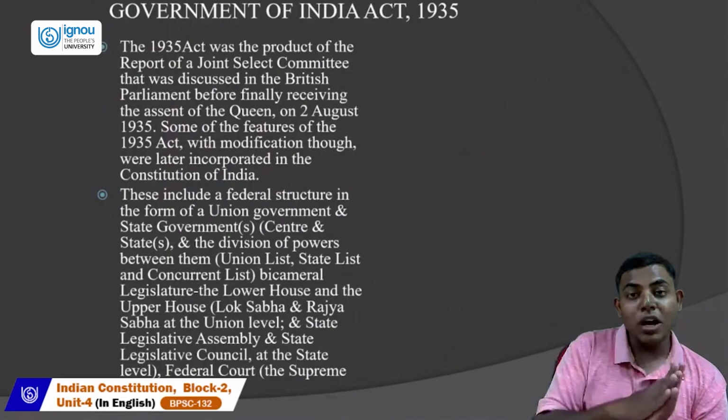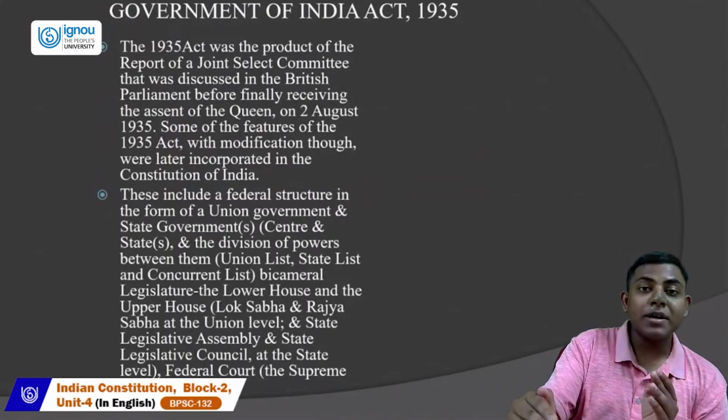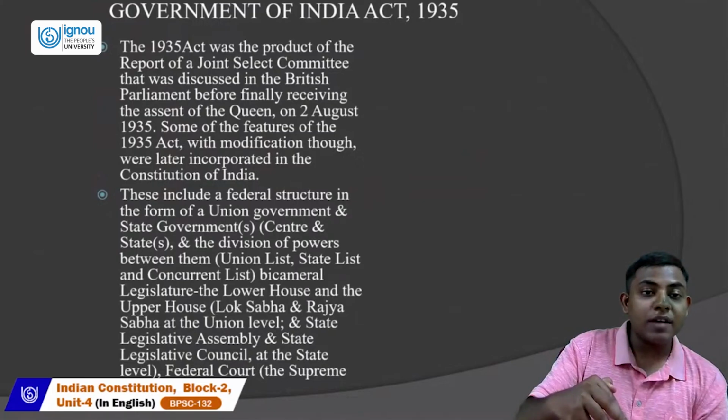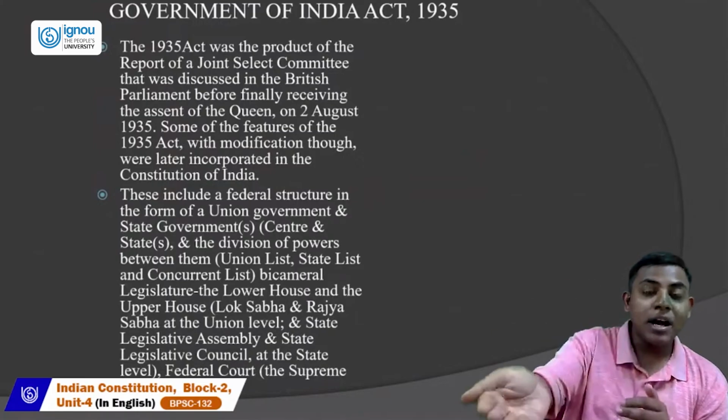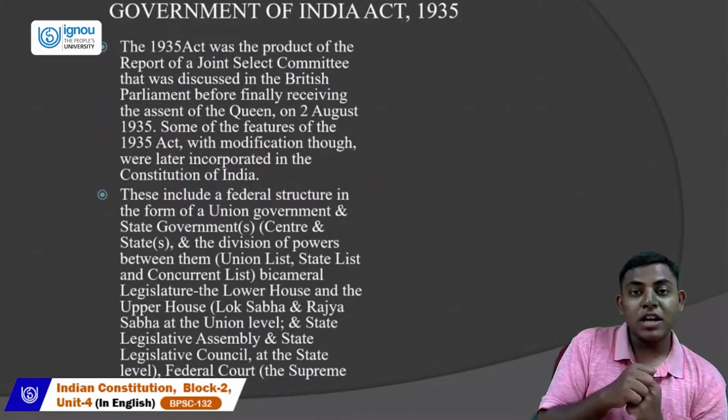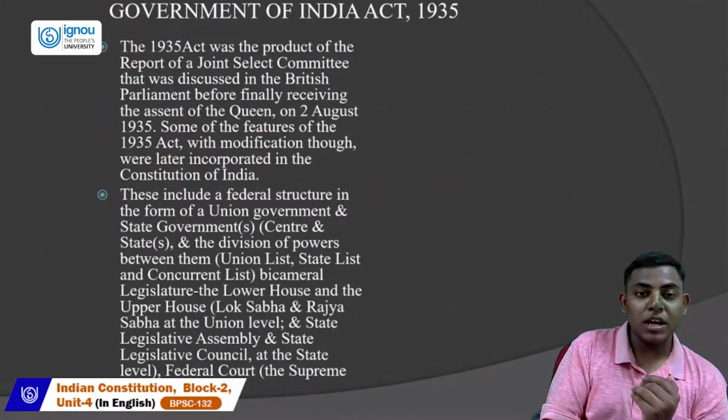Then in 2000, not on a linguistic basis but on the basis of regional deprivation and development, three states were carved out. Jharkhand was carved out from Bihar, Chhattisgarh was carved out from Madhya Pradesh, and Uttaranchal, which was later renamed Uttarakhand, was carved out from Uttar Pradesh.